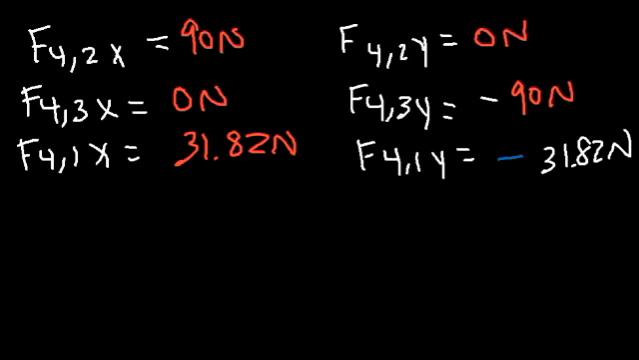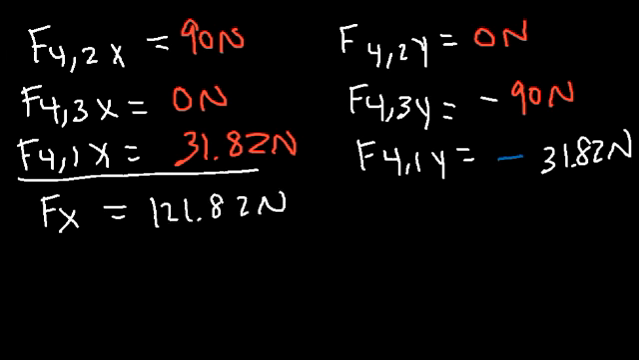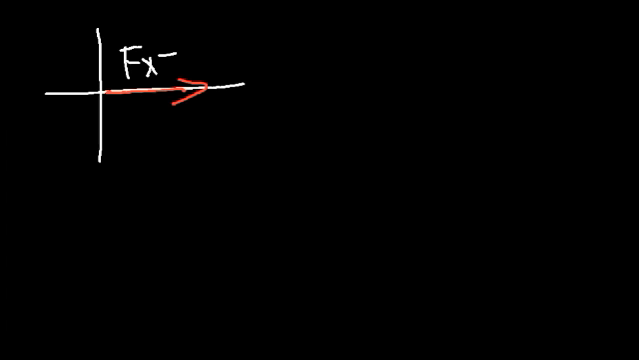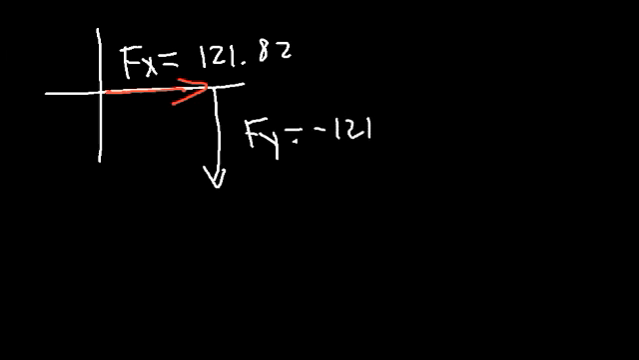Now that we have the x and y components of all 3 vectors, let's add them. So the sum of all of the x components is going to be 90 plus 31.82, and that's 121.82. And the sum of all the y components is also 121.82, but it's negative though. So now that we have those 2 values, let's draw it starting from the origin. So the first vector is directed towards the east, and it has a magnitude of 121.82. And the second vector is directed towards the south, and it's negative 121.82.